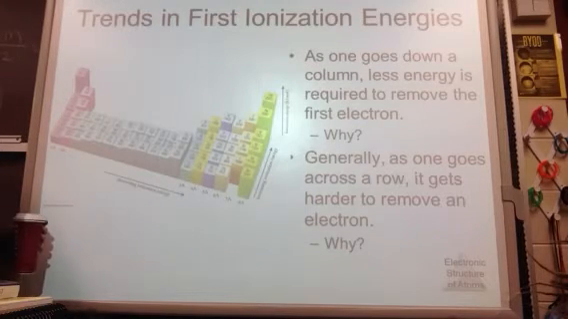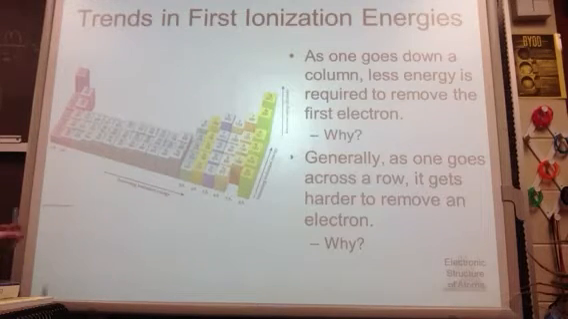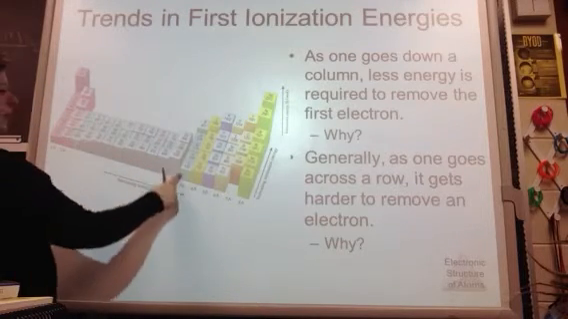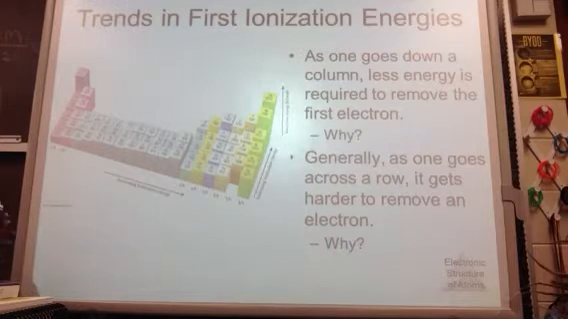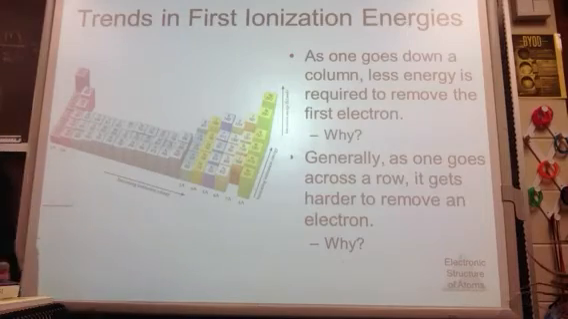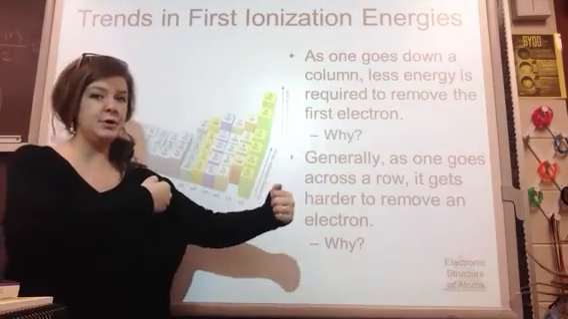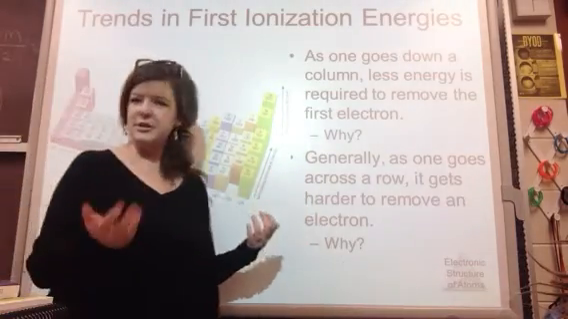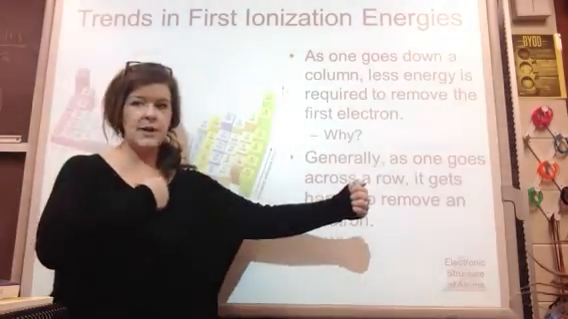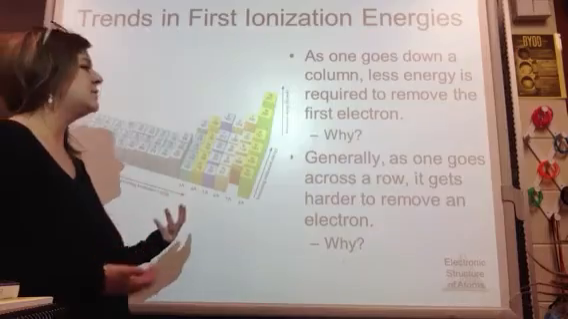Okay, so trends in first ionization energies. As one goes down a column, it's going to take less energy to remove the first electron. So as we're moving down a column, we can see this on our graphic. In general, it's less energy. Why? It's less energy because we're adding more and more energy levels. And so if we're adding more and more space in between the outermost electrons and the nucleus, that means the attraction is weaker, so I don't need as much energy to remove an outermost electron or a valence electron if the attraction is already weak to begin with. So it's not going to need as much energy.